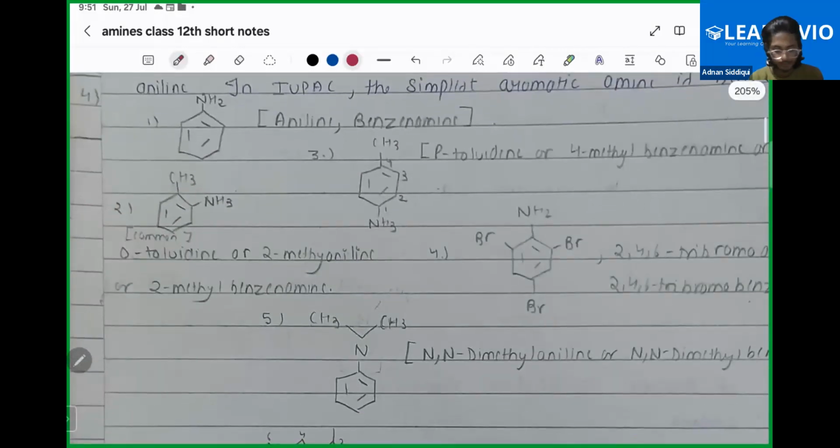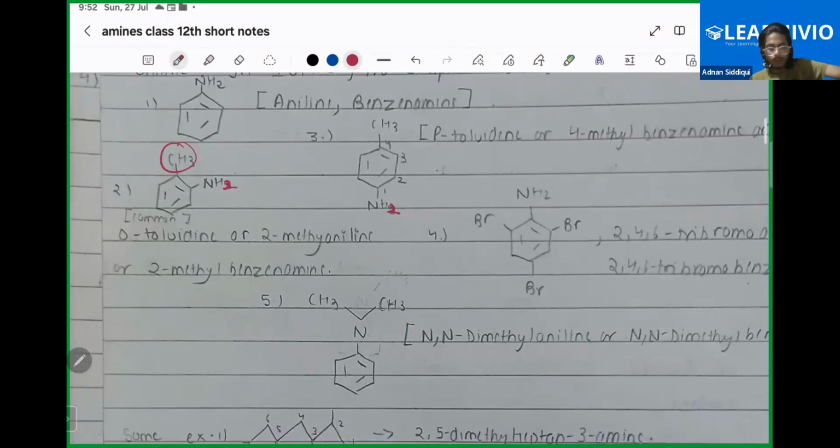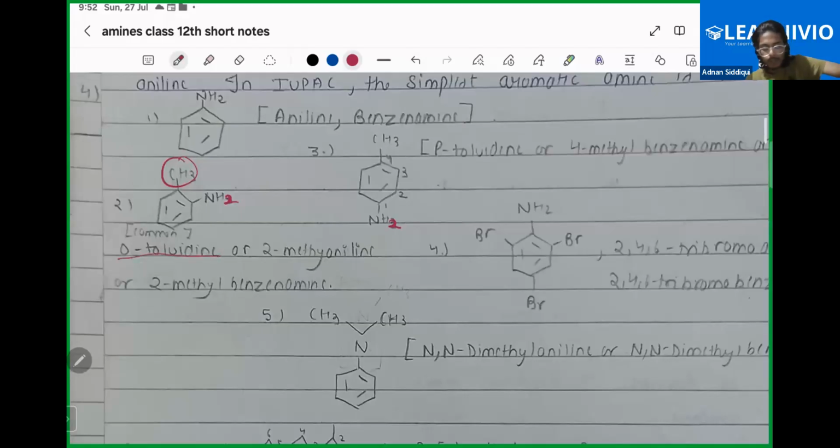So let us see this one. Here we have a methyl side group and an amine group, so let us talk about what you are going to observe. The name for this compound could be orthotoluidine, which is a common name. Why are we using orthotoluidine? Because we have a toluene sort of resemblance here and also aniline. So as a common name, we can use o-toluidine.